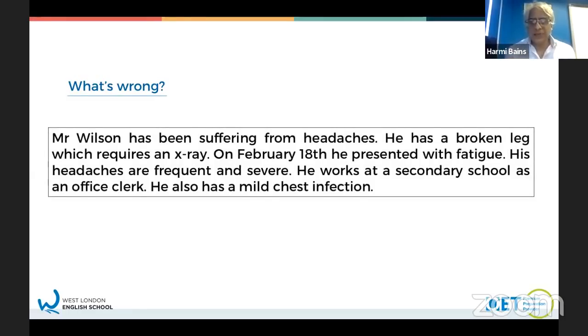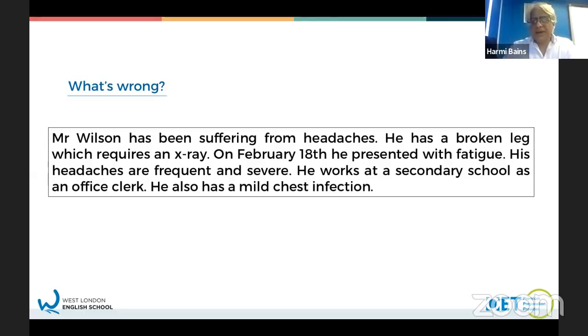Mr. Wilson has been suffering from headaches. He has broken a leg, which requires an X-ray. On February the 18th, he presented with fatigue. His headaches are frequent and severe. He works at a secondary school as an office clerk. He also has a mild chest infection.